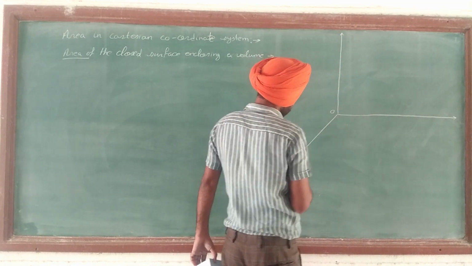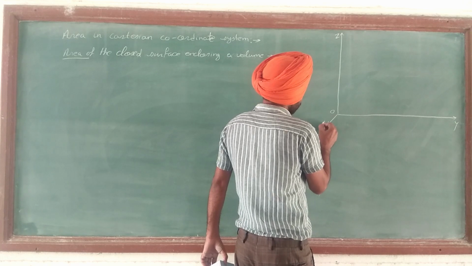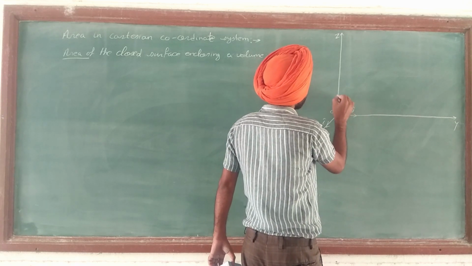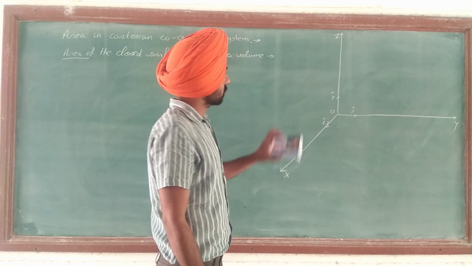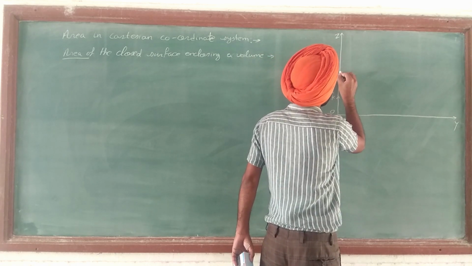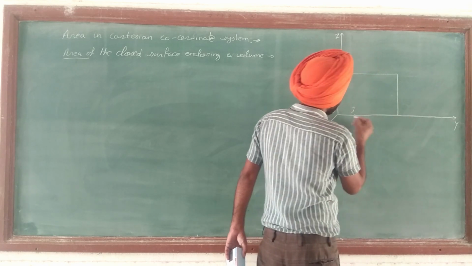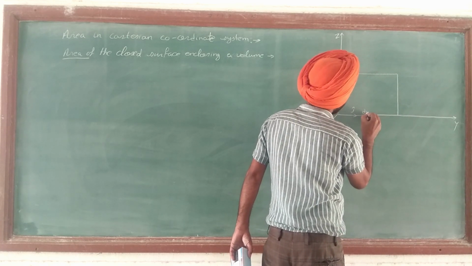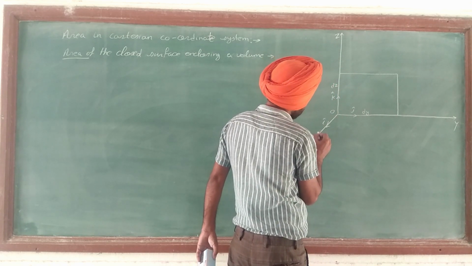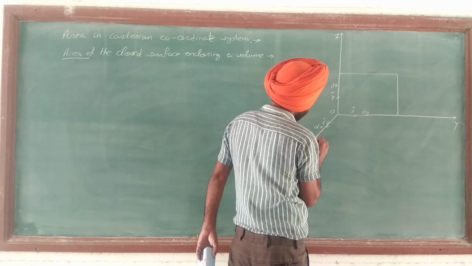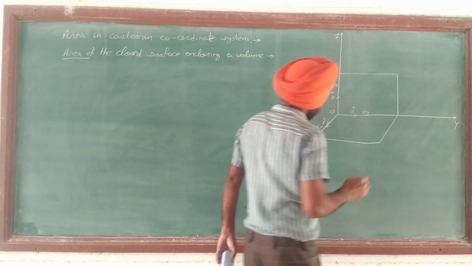Let it be the origin O. Choose this axis as x-axis, this is y-axis, this is z-axis. We have unit vectors i cap, j cap, and k cap along x, y, and z direction. Now I am drawing this particular diagram here. Suppose the dimension along y-axis is dy, along z-axis is dz, and along x-axis is dx. My drawing is not very good.